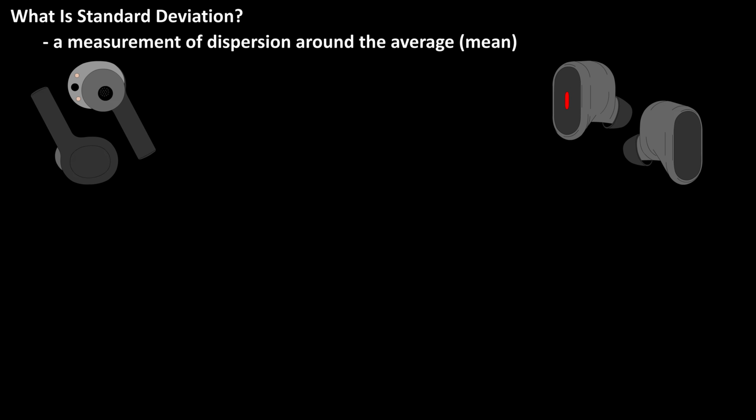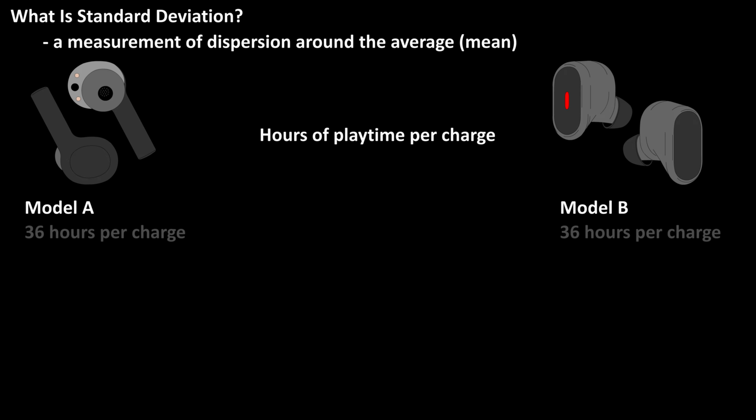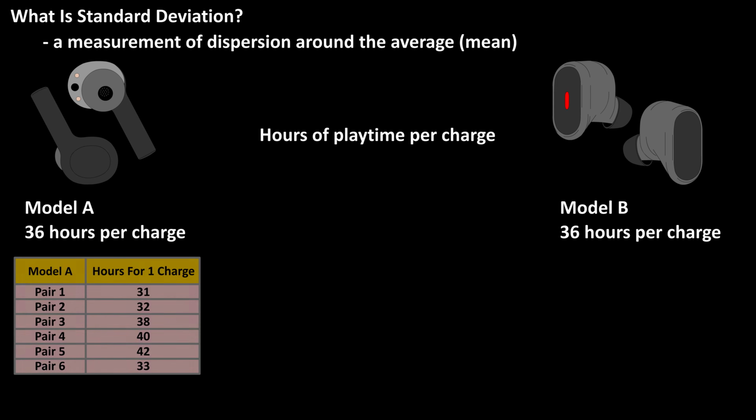You've done your research and are down to a choice of two models, A and B. One of the most important aspects of the earbuds is their hours of playtime per charge. Both models, A and B, have listed an average playtime of 36 hours per charge. You snoop around online and find a chart for the average playtime for each pair. The chart shows that for each model, 6 different pairs of each model were tested.